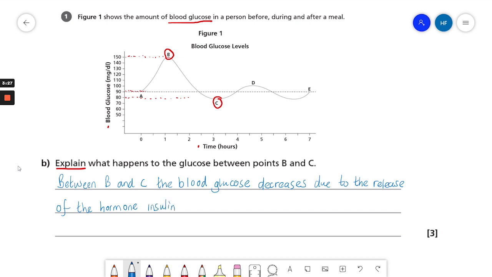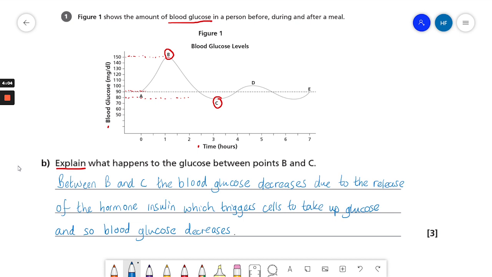Now I need to say what that does, which triggers cells to take up glucose, and so blood glucose decreases. Or you could say the levels drop.